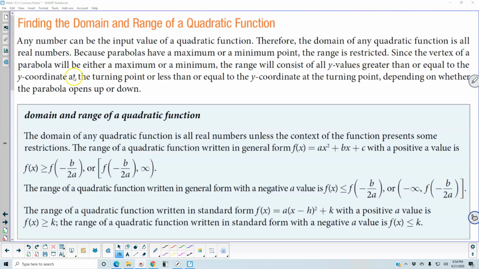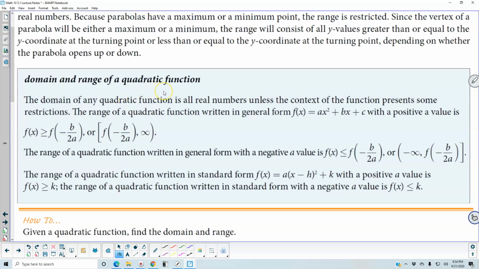Since the vertex of a parabola will be either a maximum or a minimum, the range will consist of all y values greater than or equal to the y-coordinate at the turning point, or less than or equal to the y-coordinate at the turning point, depending on whether the parabola opens up or down.